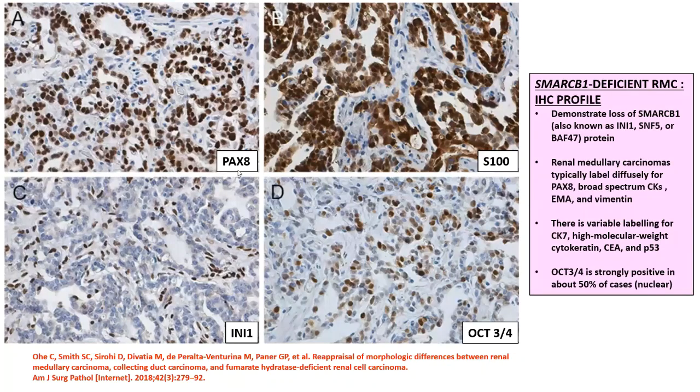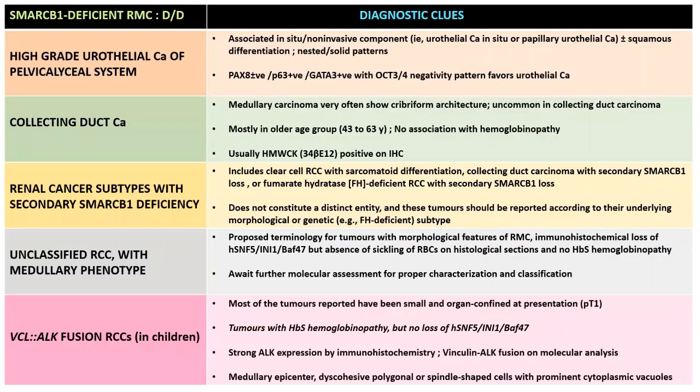So these are the various markers which can be expected: OCT34, variable positivity, PAX8, S100 positivity, while there is a loss of expression of INI1 in this particular tumor. So there are the various differential diagnoses of the SMARCB1 deficient renal medullary carcinoma, starting from the high-grade urothelial carcinoma of the pelvicalyceal system, which will definitely show GATA3 expression along with P63 with OCT34 negativity, and collecting duct carcinoma. Collecting duct carcinoma usually happens in an older age group compared to the renal medullary carcinoma. There is no association with the sickle cell hemoglobinopathy, and these are usually positive for high molecular weight keratins, which is not seen in the cases of renal medullary carcinoma.